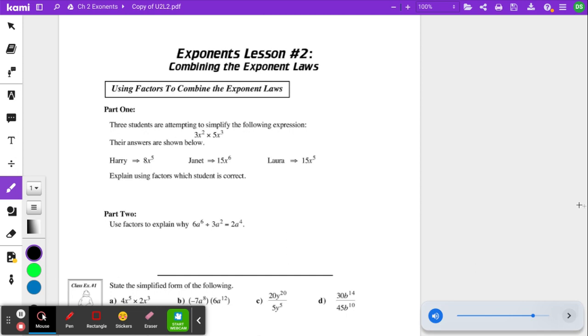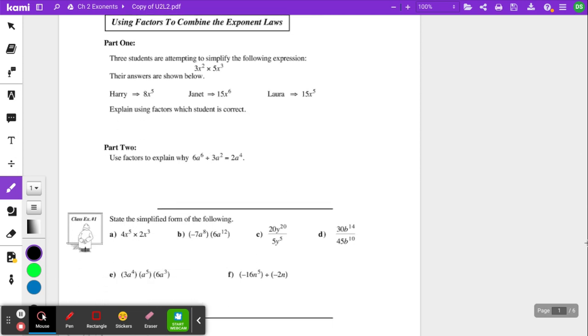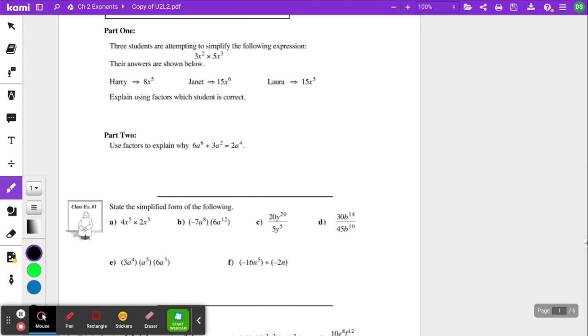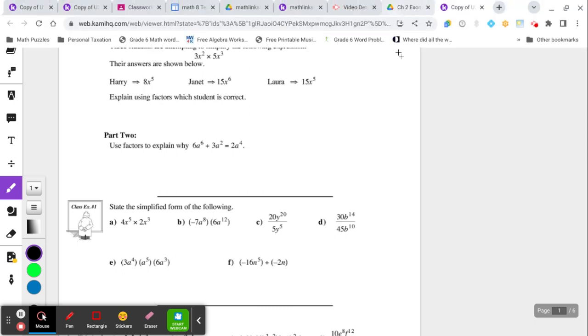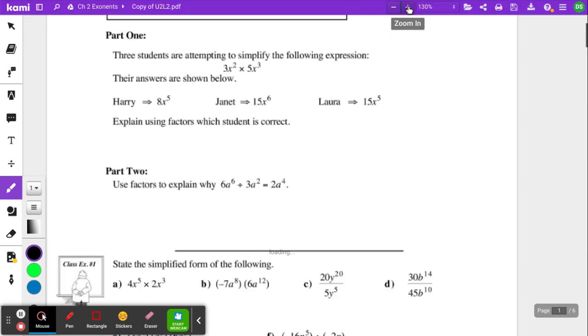Okay, combining the exponent laws. Here it goes. It says 3 students are attempting to simplify the following expression: 3x squared times 5x cubed. There are their answers, Harry, Janet, and Laura. Which one is correct? Go, quick. Which one's right? Go, Mackenzie. Laura.